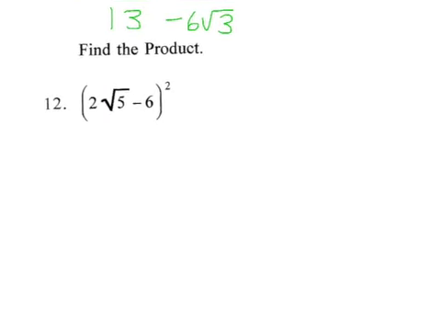Last one where we need to find the product. We have 2 root 5 minus 6 quantity squared. So remember, for these types of problems, we need to write it twice and FOIL.